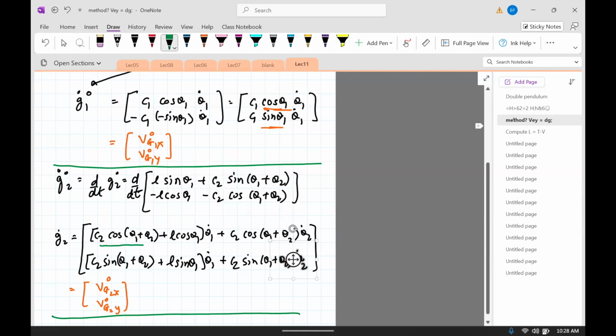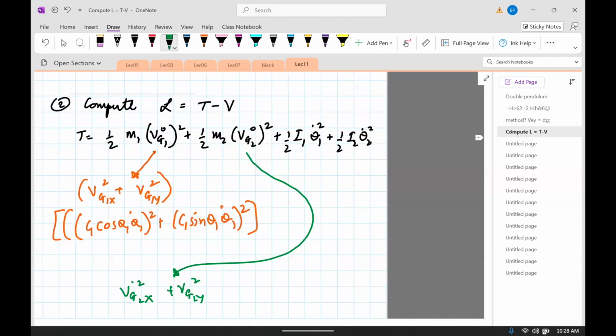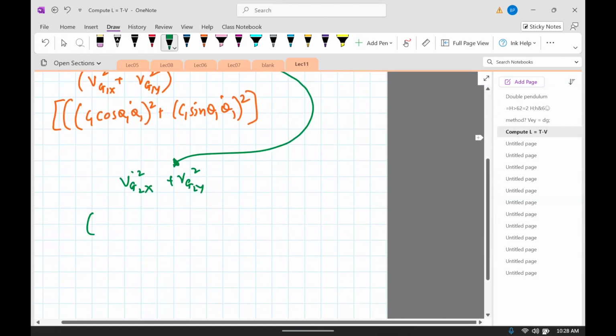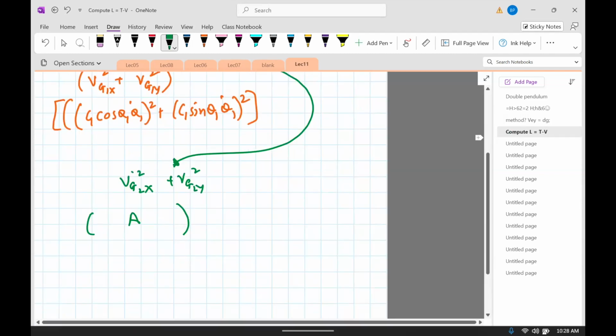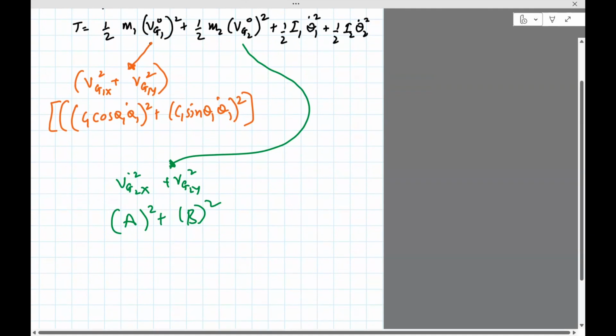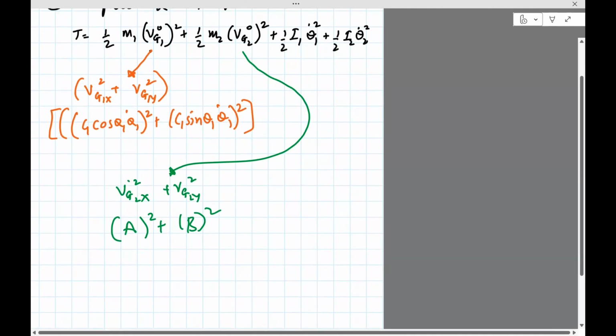Look at this. This is VG1, VG2x and VG2y. So huge, lots of expression, and then you need to take the square of them and then sum it up. Let's call that A, let's call that B. So A square plus B square. You just don't even try to write it down because it's fairly long. So that's what you'll have. So clearly this expression will look pretty big, right? Because of the way it is.